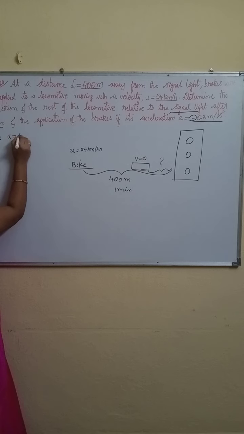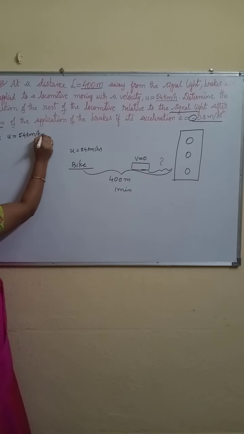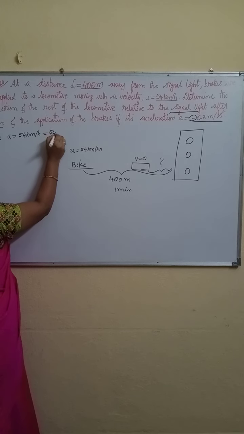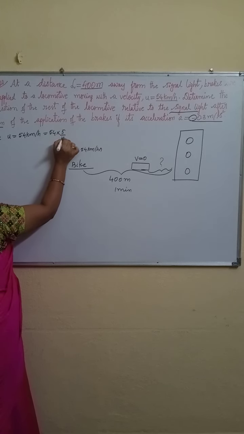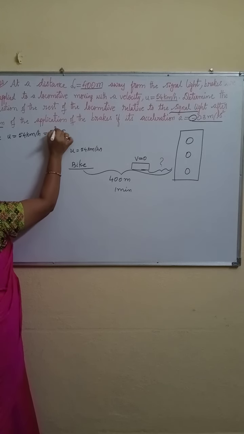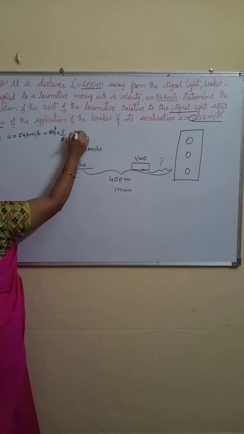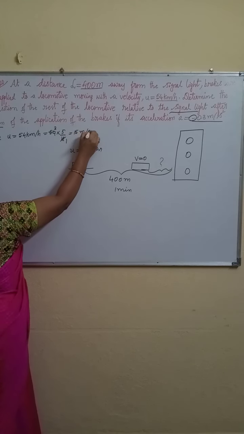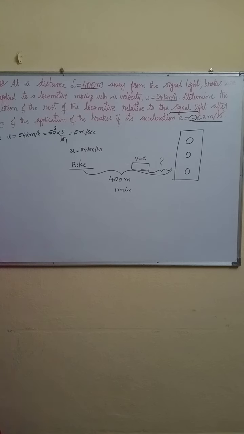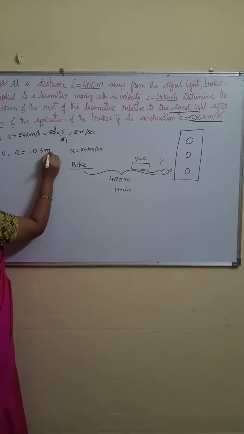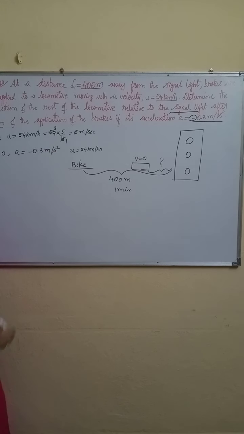So, here U value is 54 km per hour. So, 54 into 5 by 18. 18 ones are 18, 18 threes are 54. So, it is 15 meter per second. Conversion over. Deceleration concept. So, V value is 0 and A value he has given, minus 0.3 meter per second square.